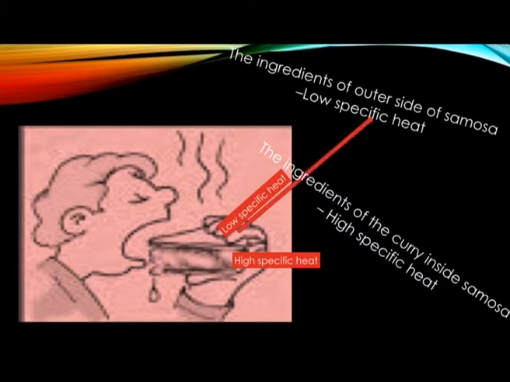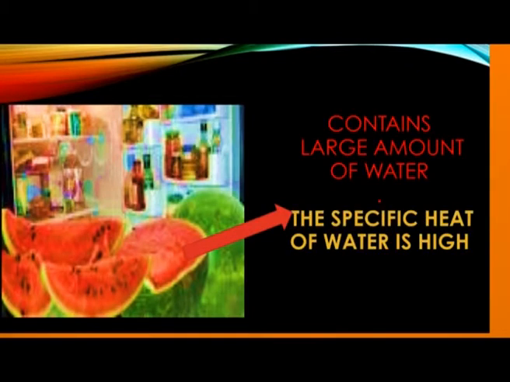Now let us see the third application. A watermelon is kept outside the fridge for a long time, even though it will be very cool. Why is this happening? Because there is a larger amount of water in a watermelon. What is the property of water? The specific heat of water is very high. So, due to the higher specific heat of water, it will lose the heat energy very slowly. So the watermelon stays cool even after a long time when it is kept outside the fridge.